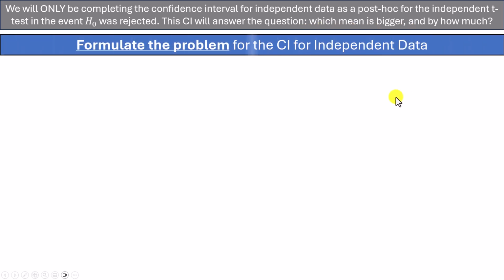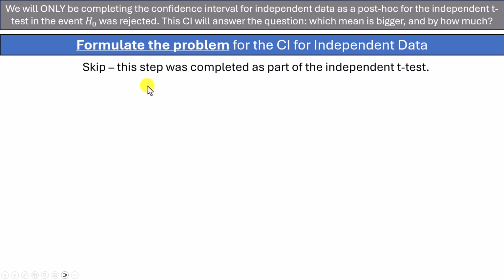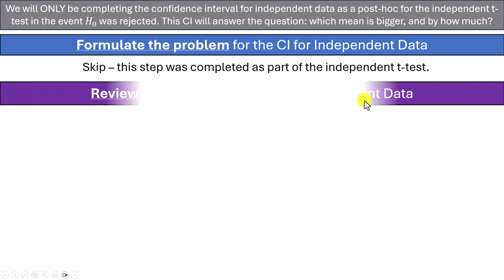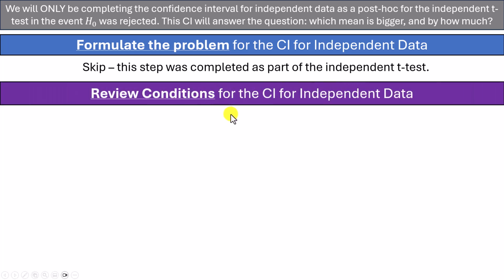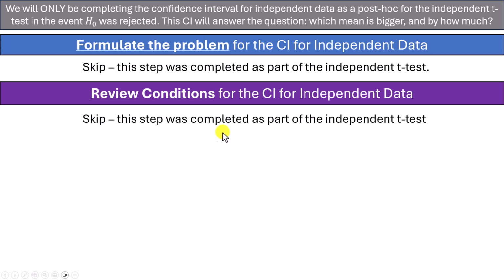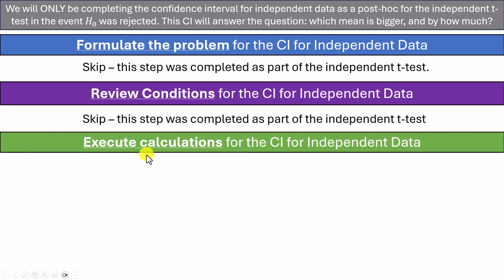We will be using the FRED technique to complete this confidence interval. The F in FRED stands for formulate the problem. We will be skipping this step because it was completed as part of the independent t-test. The R stands for review conditions. Once again, we will be skipping this step because it was already completed as part of the independent t-test. For E, we have execute calculations, in which we will be using the 2SAMPTINT function on the TI-84 calculator.